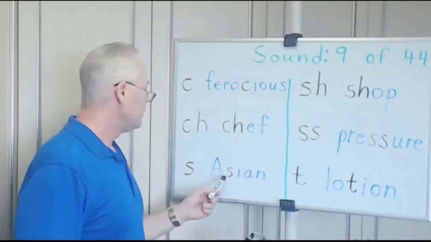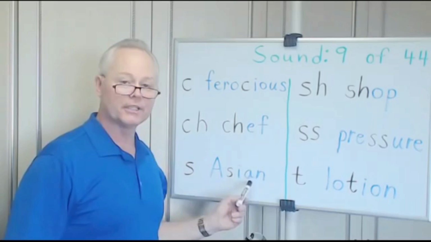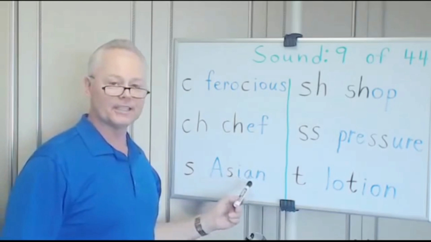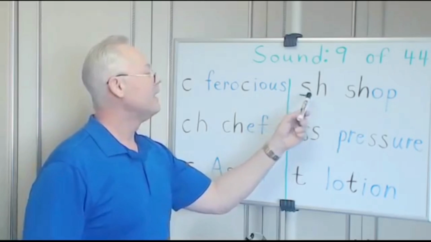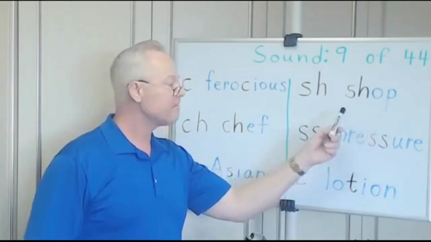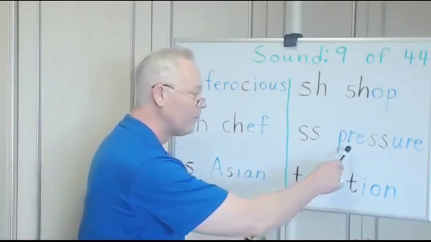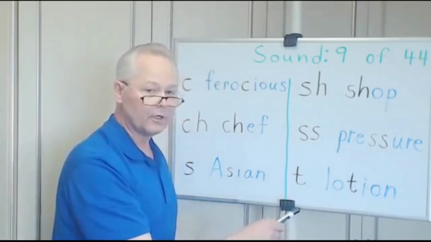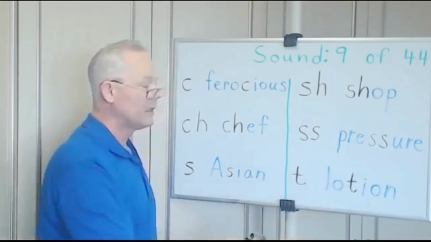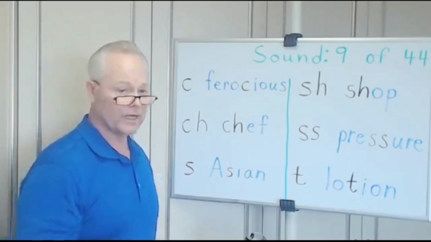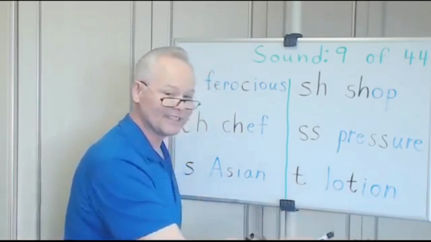S sounds like sh in the word Asian. Asian. Okay? SH, shop. SS, we have the word pressure. Pressure. And T can come up with that sh sound as well in the word lotion. Lotion.